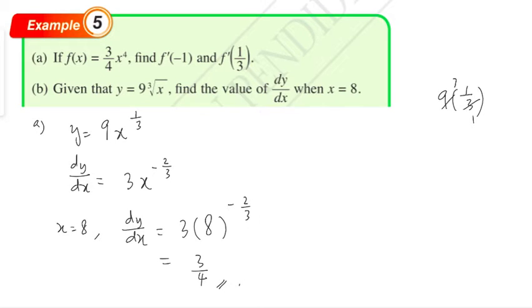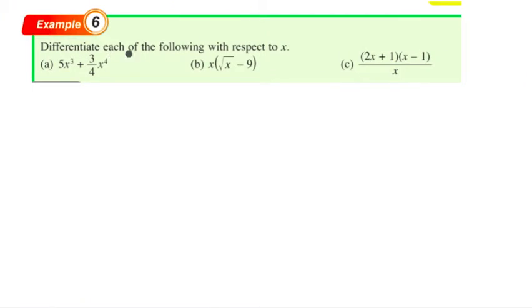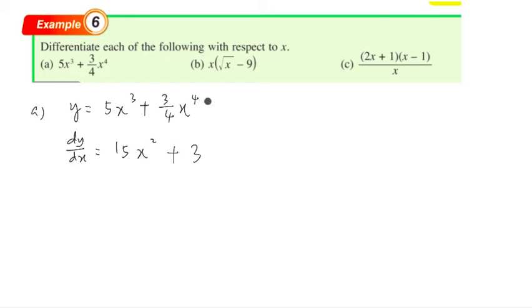Okay, next, example 6. Differentiate each of the following with respect to x. Okay, this one has 2 terms, so same as before. Okay, A. We can let y equal this question, which is easier. So now I start to differentiate. 5 times 3, 15. x to the power 3 minus 1, 2. Plus 3 over 4 times 4, 3. Cancel, cancel. And then x to the power 4 minus 1, 3. Okay, finish. Get the answer, dy/dx.